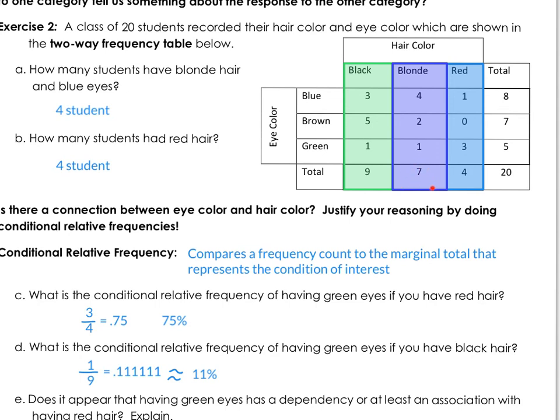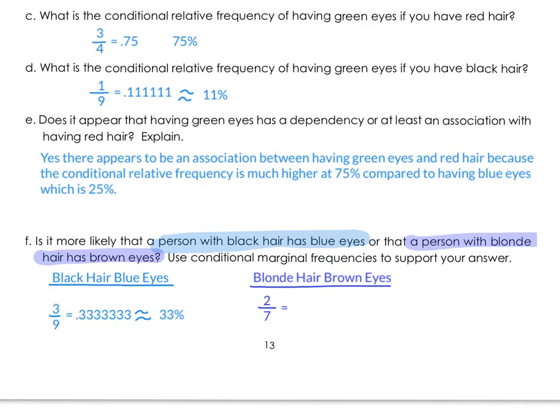And of those people, we were looking for them to have brown eyes. So brown eyes would be 2 out of the 7. So the fraction is 2 over 7. So I just wrote that fraction, 2 over 7, which when we put that in our calculator, we get a long decimal of 0.2857142957. So that's approximately 29% when we round.